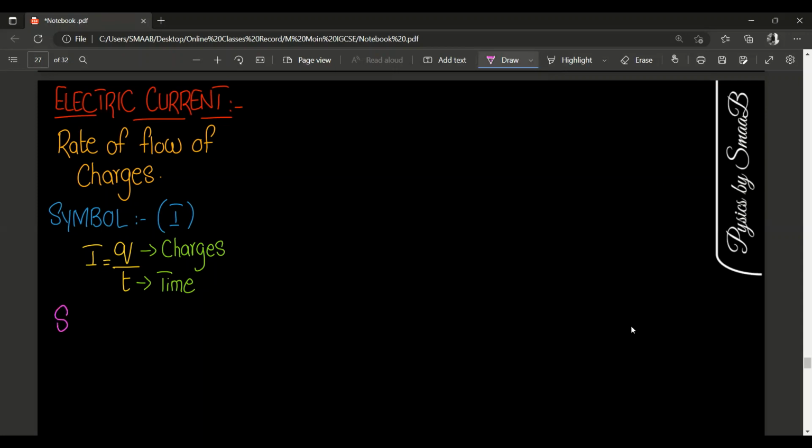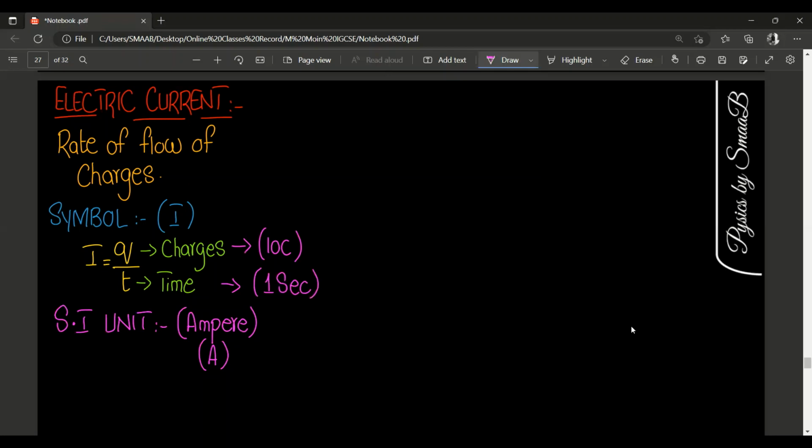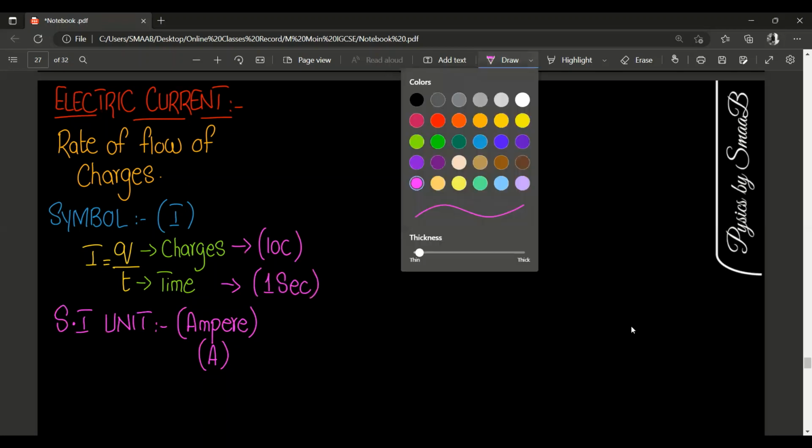So the SI unit of electric current is ampere, or in short, we can write only capital A. Let's suppose 10 coulomb of charge are flowing through the circuit in a time of 1 second. So we can say that there will be a value of 10 ampere of electric current, right?